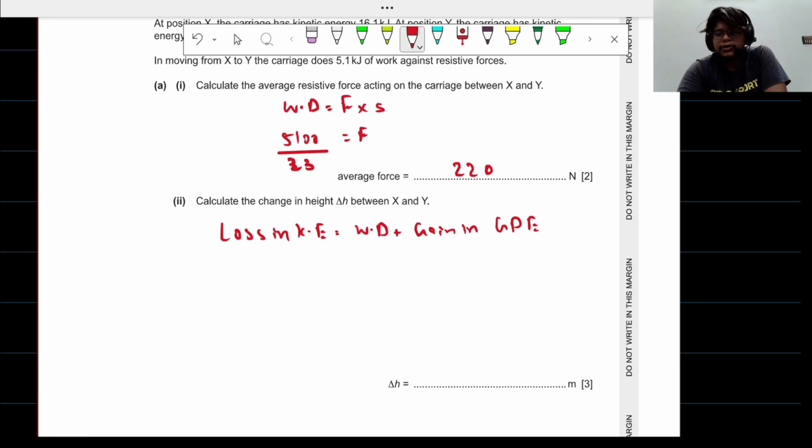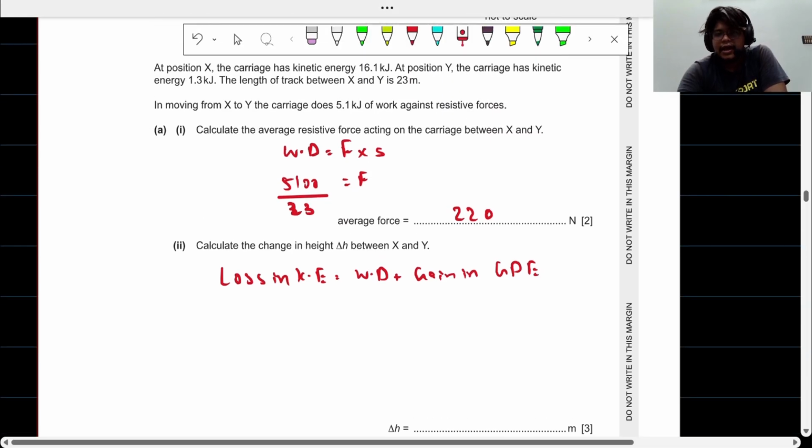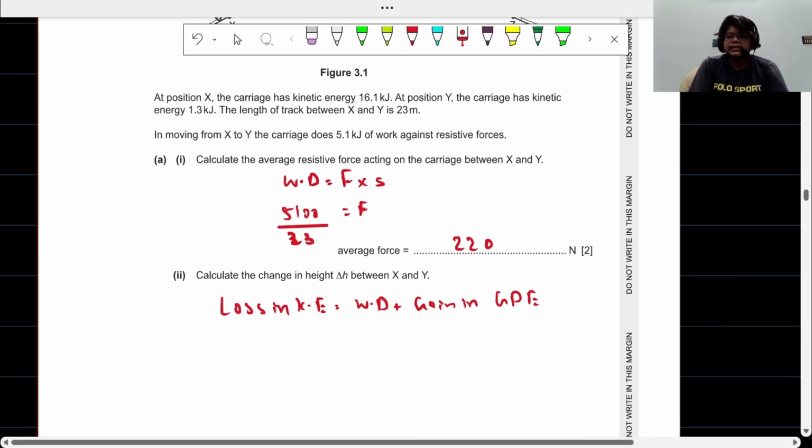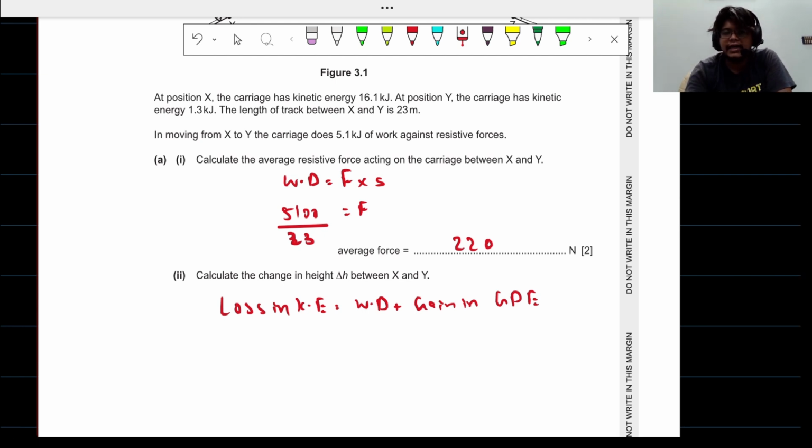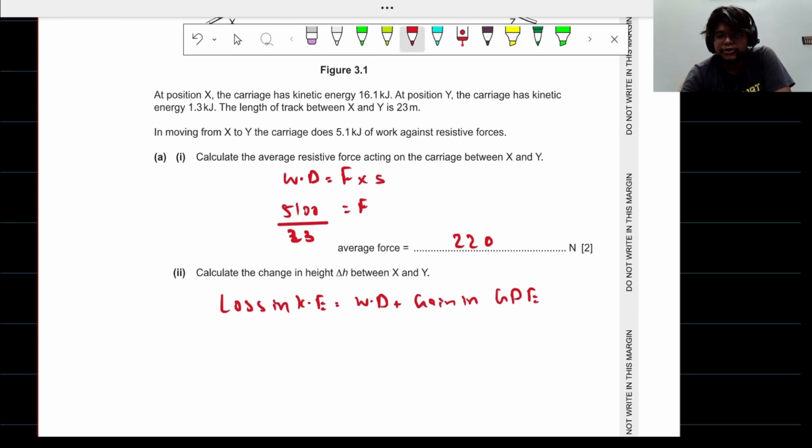So the initial kinetic energy that we have at position X is 16.1 kilojoules, and at position Y, the carriage has kinetic energy 1.3. So let's find the loss, that is 16.1 minus 1.3.